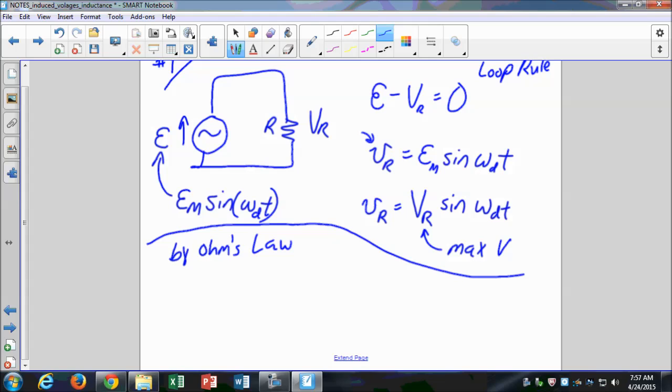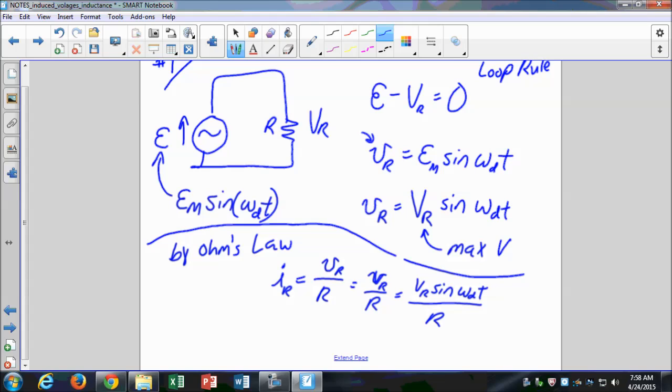The only thing that's complicated is I now have this sine function. I'm going to use a lowercase i. That gives the current as a function of time, which is going to equal VR divided by R. Excuse me, this should be little vR. So i equals vR sine omega d t, divided by R.